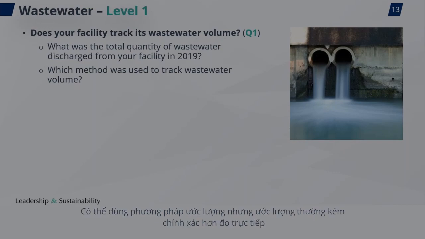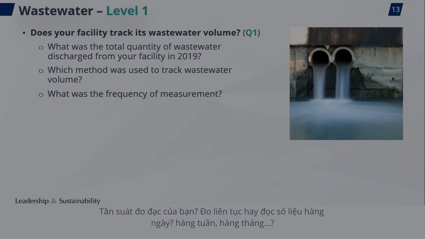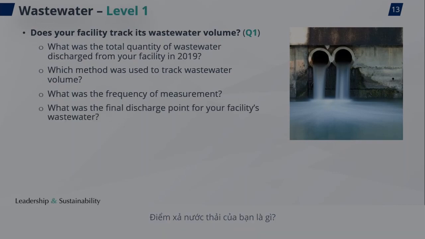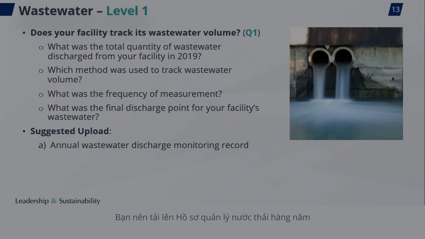In some cases, there are only estimations. And of course, estimations of the wastewater volumes are not as accurate as an actual measurement. And then what is the frequency of measurement? Do you have a continuous measurement? Or are you just reading on a daily basis, on a weekly basis, or on a monthly basis, for example? And then also, what was the final discharge point for your facility's wastewater? And here we suggest that you upload your annual wastewater discharge monitoring record.